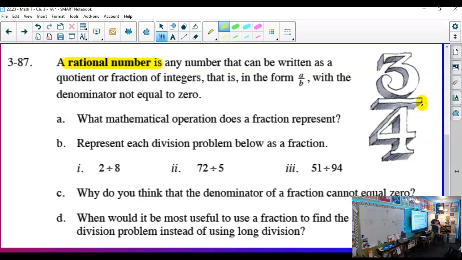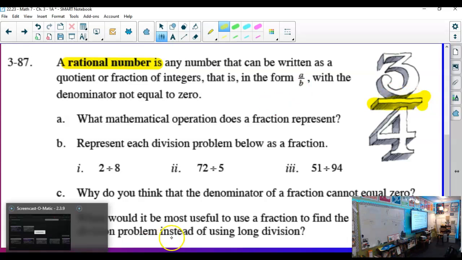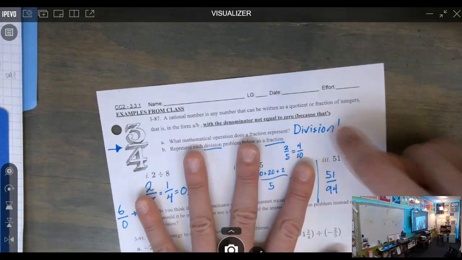So rational, guys, this is also one of those things I didn't get taught. Ratio is the root word. A ratio is a fraction. But what operation does a fraction actually represent? What is happening here, Max? Write down division on your paper. This is actually division.